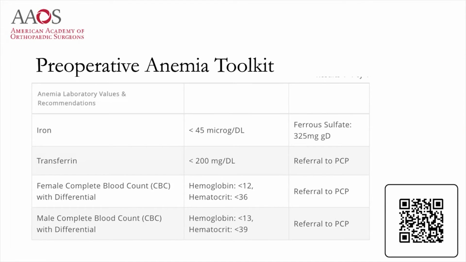And then looking at transferrin, when transferrin is low, it really could be that the iron is replete and there may be another cause, like malnutrition or nutrient deficiency or the like. And then we would recommend, of course, referring these anemic patients to a primary care provider.